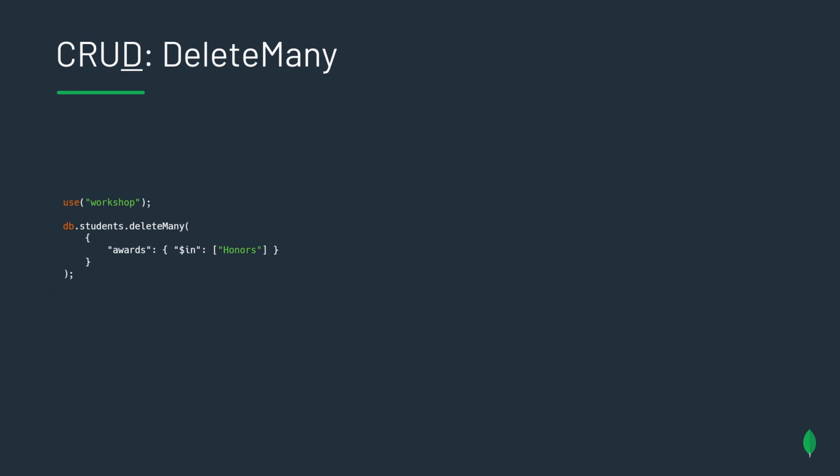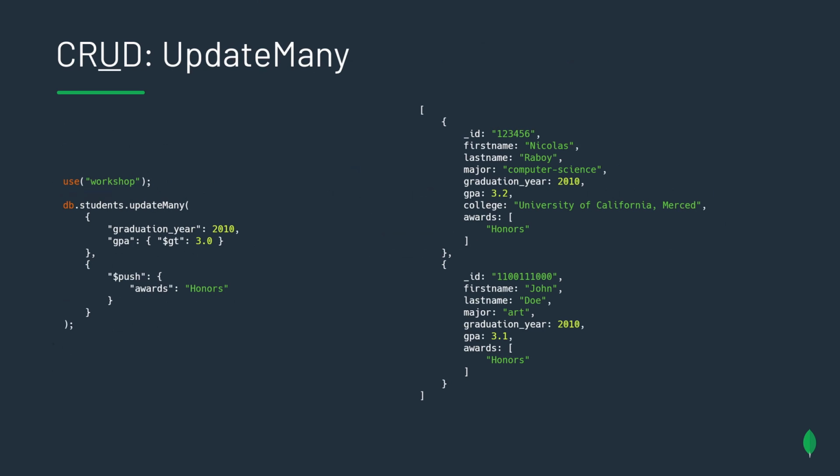And if I go back a few slides to the UpdateMany, the push operation will actually just append it to the end of the array. If you're looking to check for uniqueness in your array, like if honors already exists and you don't want to add it twice, you would use a different operator for that. So you would use something like addToSet. And there are quite a few operators that you can use in MongoDB.